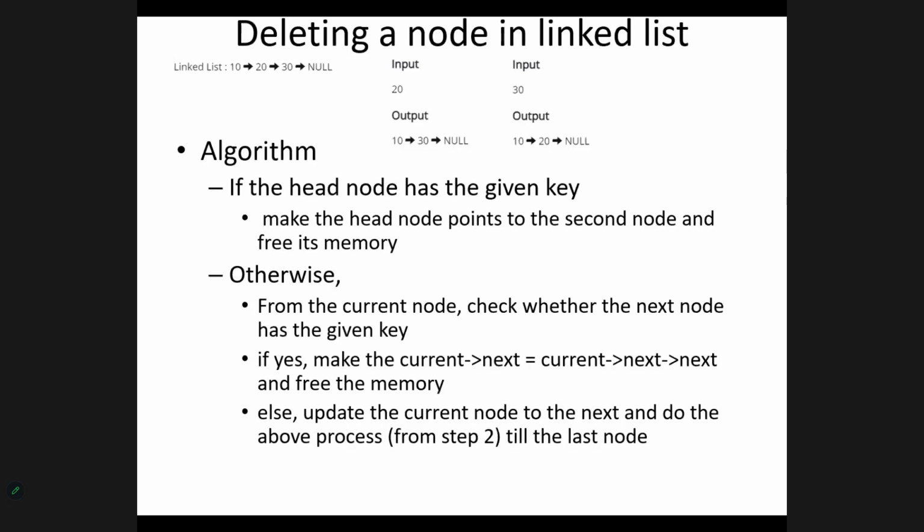So here you can see deleting a node in a linked list. Here you can see this is the original linked list given, right? So in our case, it has three elements, 10, 20, and 30.